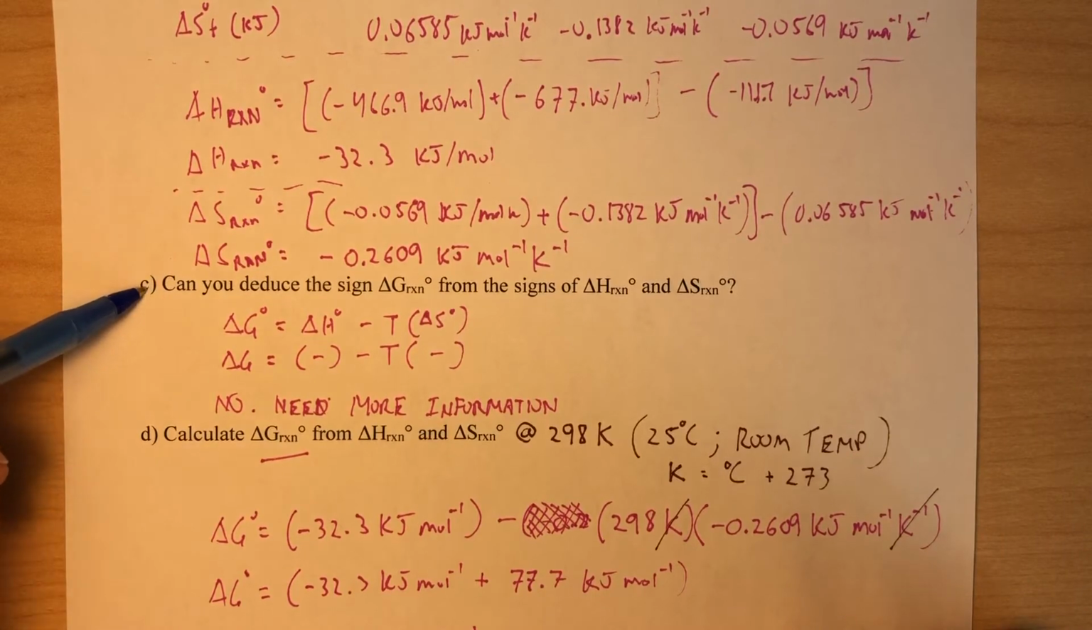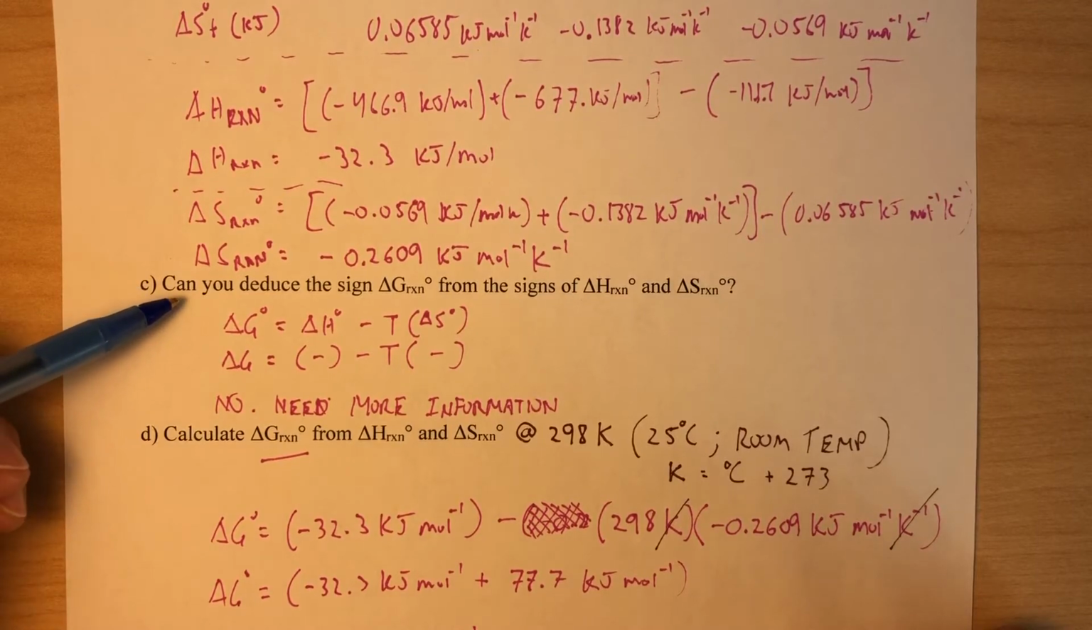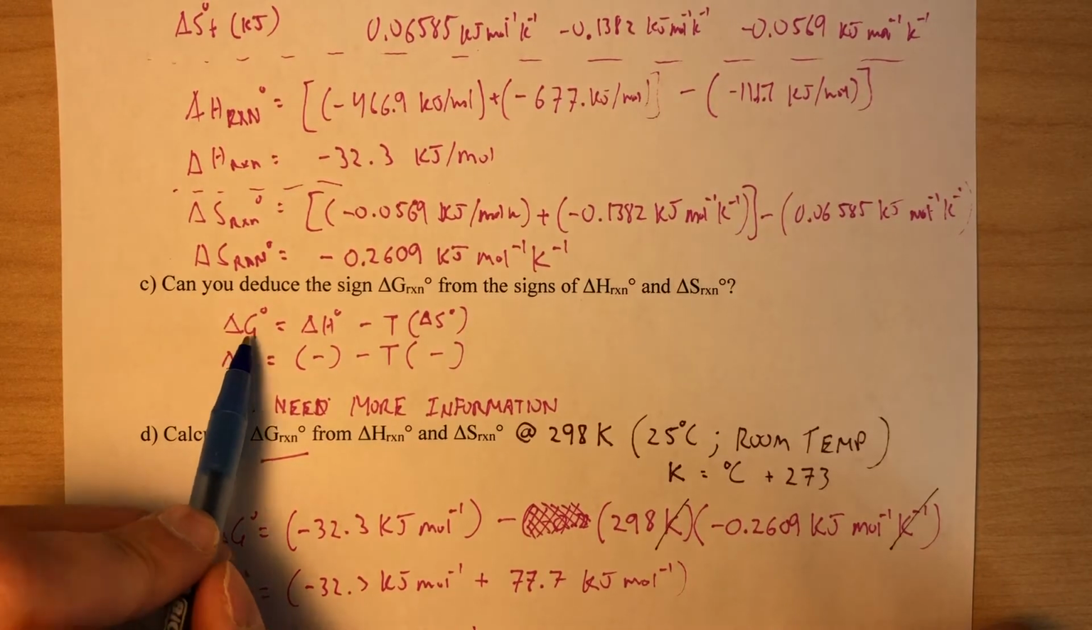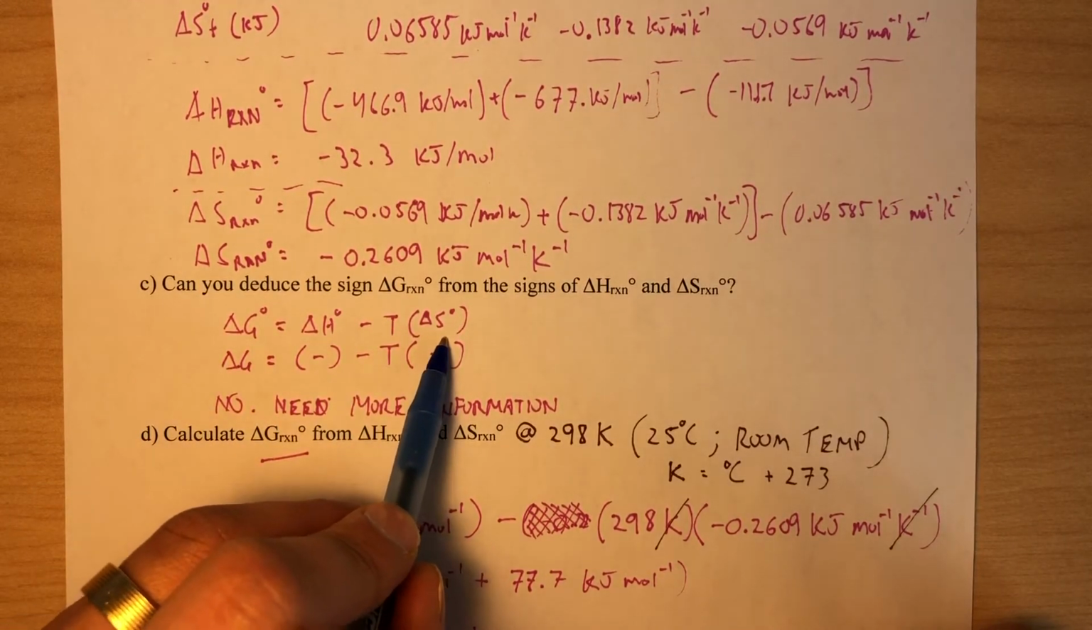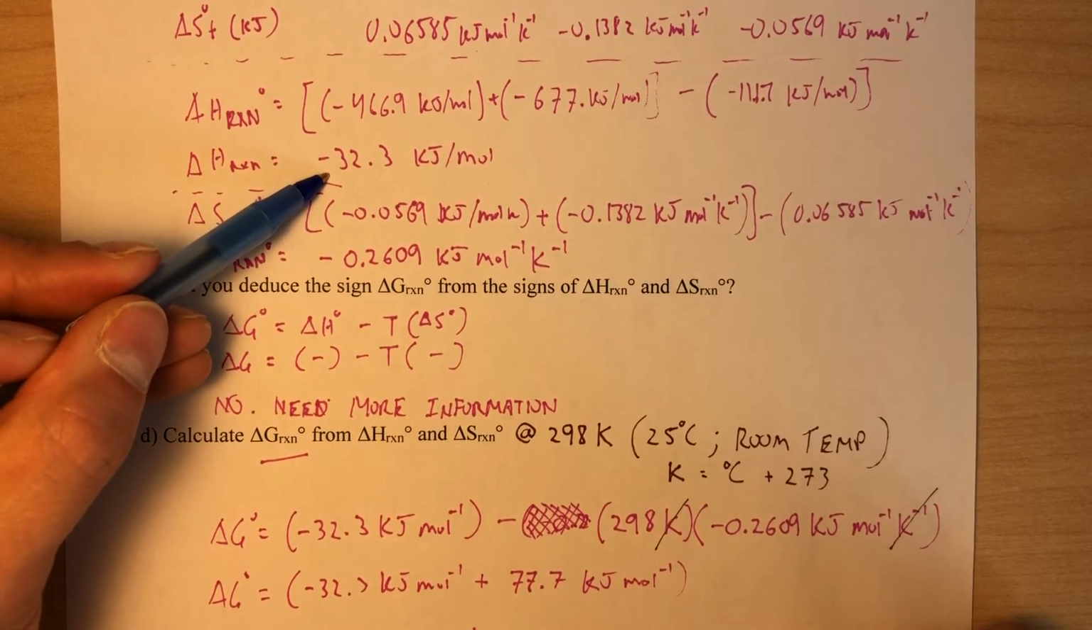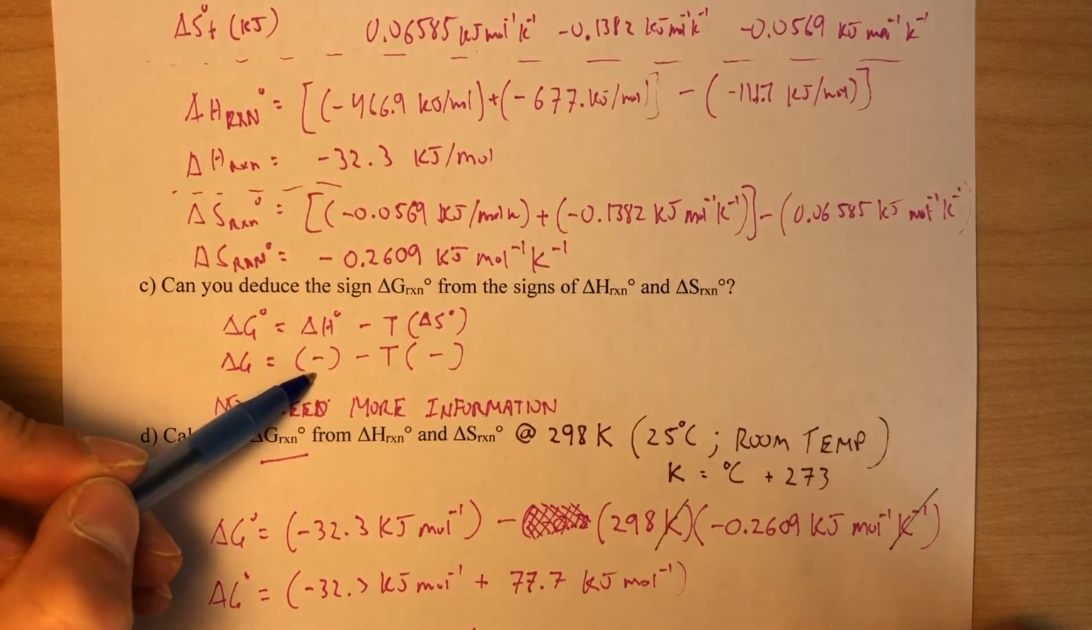Can we deduce the sign of delta G based on these values without doing any math? Can we determine if this is a spontaneous reaction or not? Well, delta G is going to be equal to delta H minus T delta S. We have an exothermic reaction. Heat energy is leaving, so we have a negative sign for delta S.